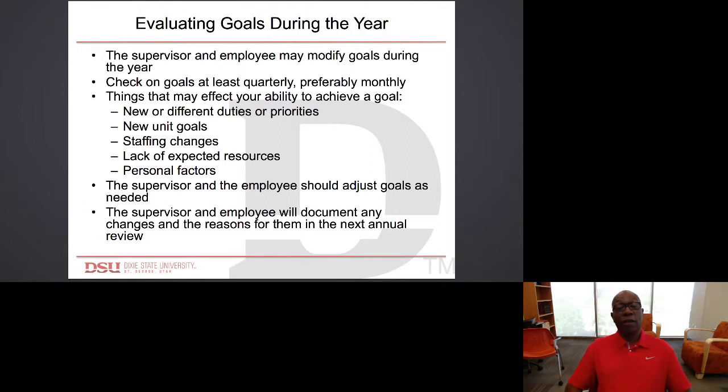Evaluating goals during the year: the supervisor and employee may modify goals during the year. Check on goals at least quarterly, preferably monthly. Things that may affect your ability to achieve a goal could be new or different duties or priorities, new unit goals, staffing changes, lack of expected resources, or personal factors. The supervisor and the employee should adjust goals as needed. The supervisor and employee will document any changes and the reasons for them in the next annual review.